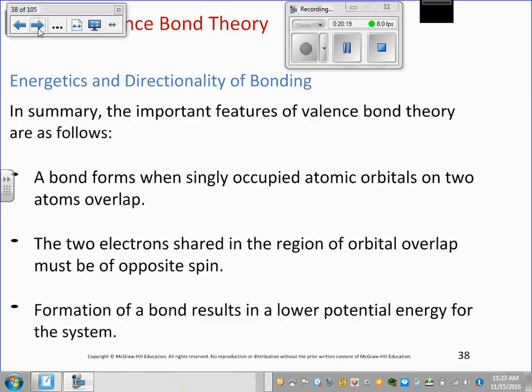The important features of the valence bond theory are: when you have singly occupied atomic orbitals, they overlap. The two electrons that share that overlapping orbital have to have opposite spin. And the formation of the bond results in a lower potential energy for the system. So that's really it for the valence bond theory.